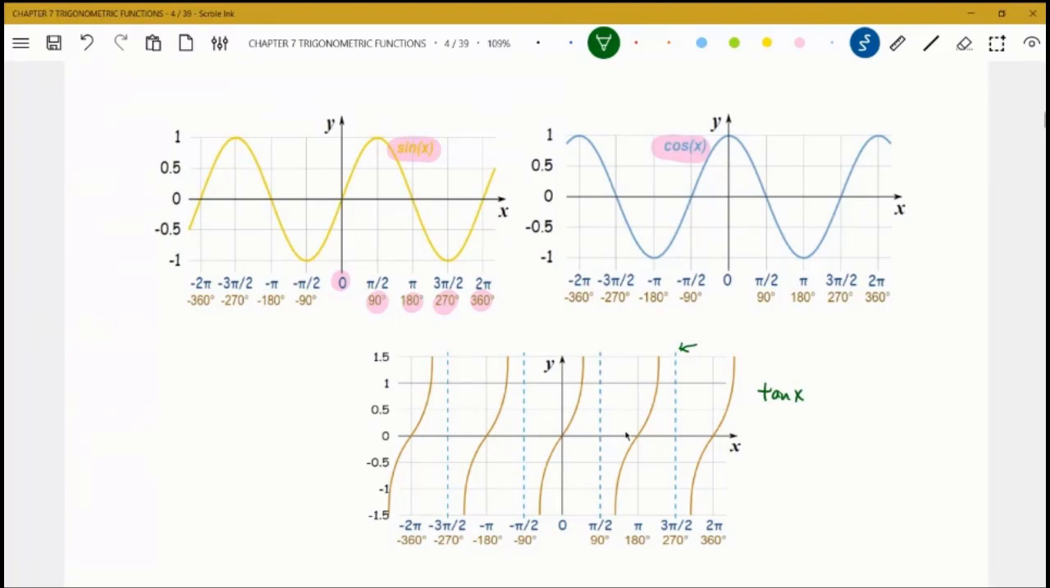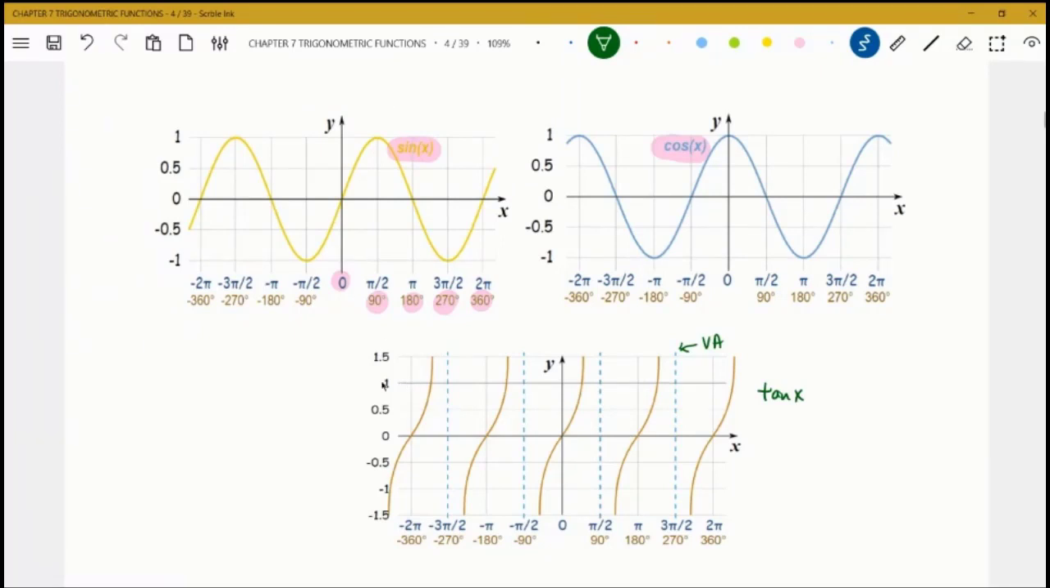Asymptote. Vertical asymptote. It means any value on the vertical asymptote should be undefined. Tak akan ada nilai Y di situ. Okay, so we go through the sine graph first.